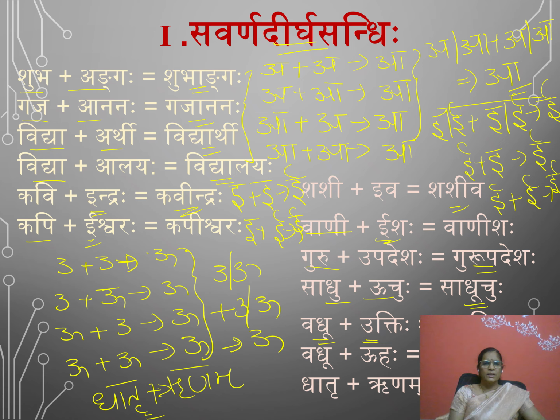Okay. Last one, Dhatru plus Runam. Here Ru is there, here Ru is there. Ru plus Ru. Dhatrunam. We are getting Ru. Understood? This is called Savarna Dirgha Sandhi.